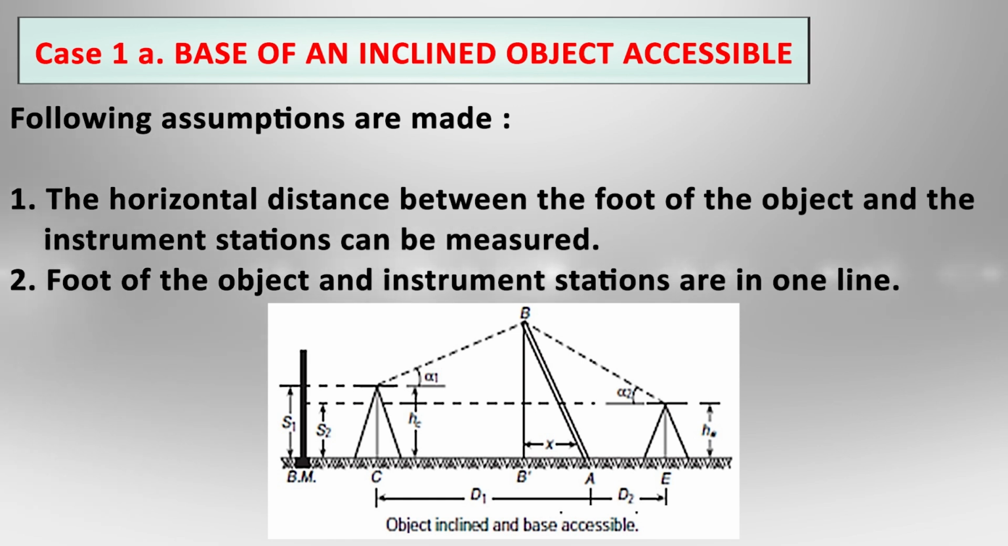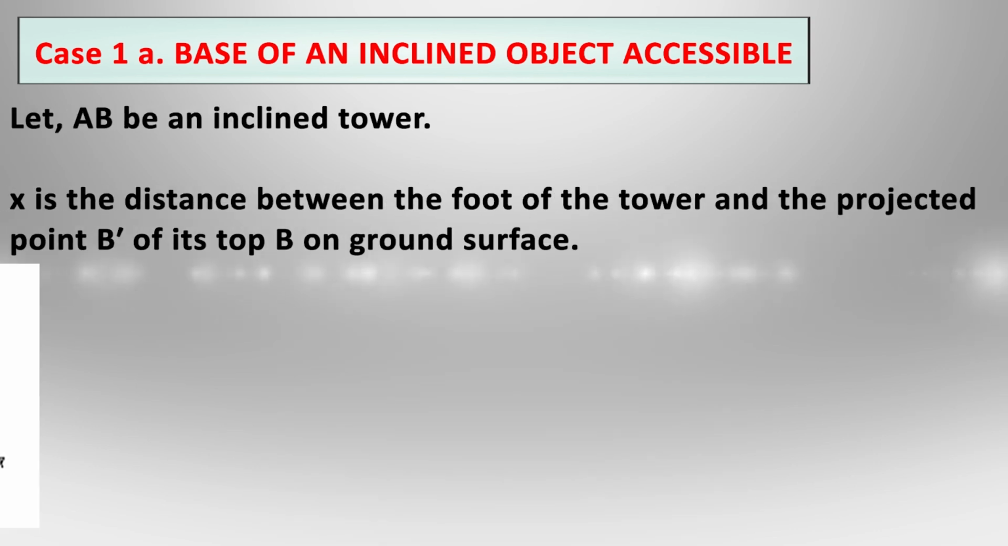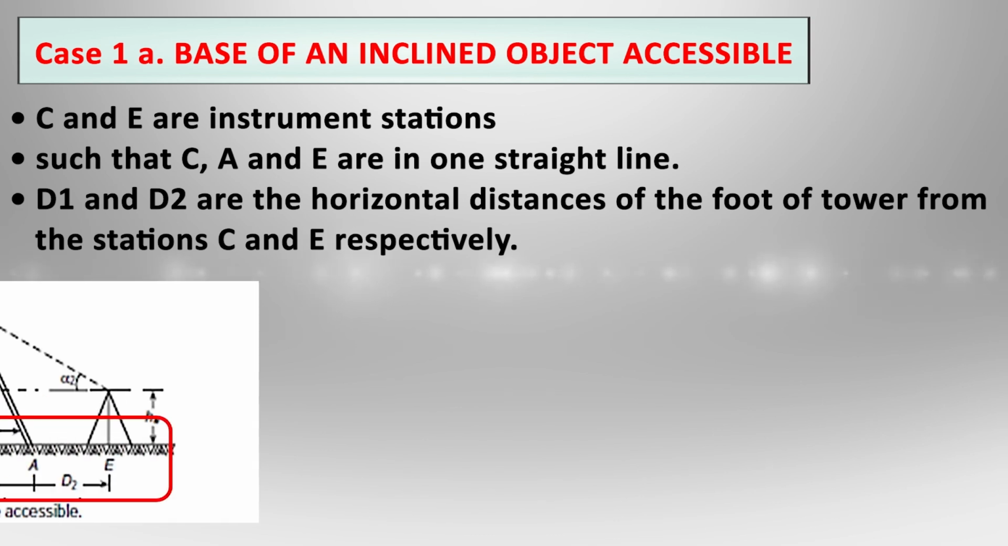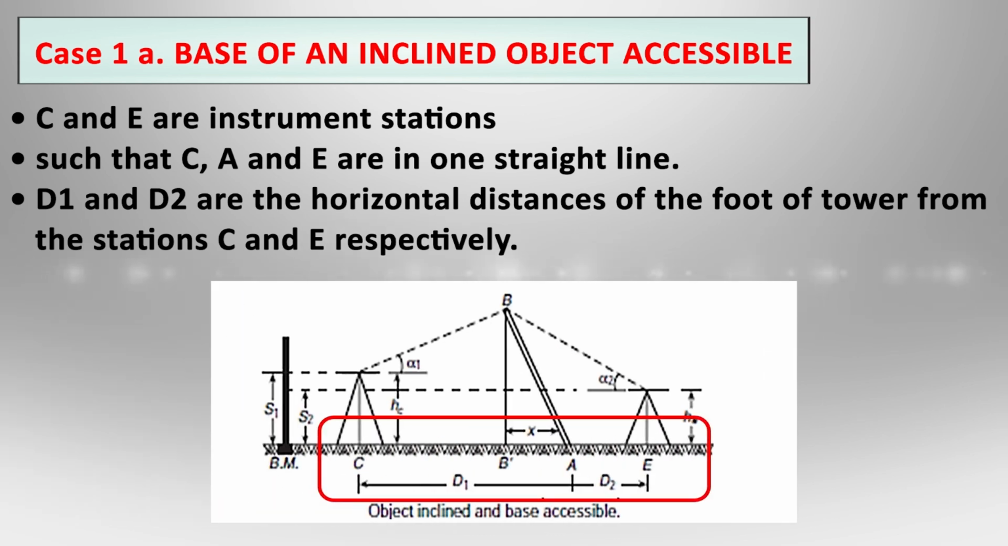So these are the two assumptions, and let AB be an inclined tower and x is the distance between the foot of the tower and the projected point B dash of its top B on the ground surface. So B dash is the projected point and B is the top point. So B dash will be on the ground surface. And C and E are the instrument stations such that C, A and E are in a straight line.